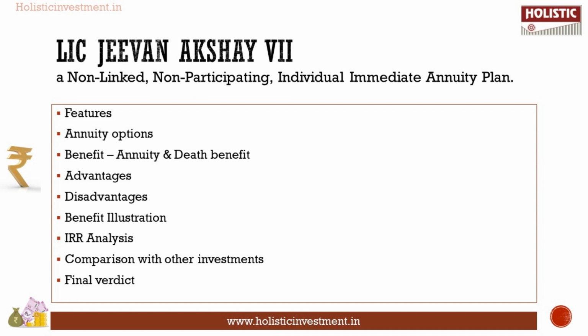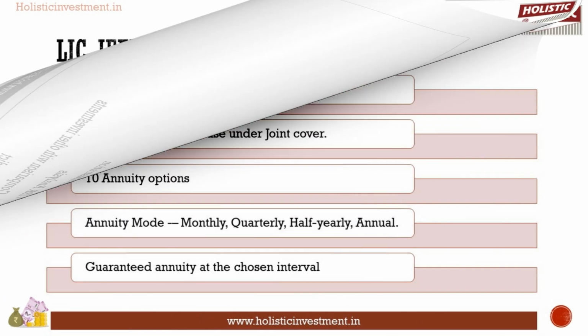LIC Jeevan Akshay VII is a non-linked, non-participating individual immediate annuity plan. In this video, let us discuss the features, advantages and disadvantages of this plan. Mainly, we shall focus on the potential return of the plan and know how beneficial it is. First, features of the plan.